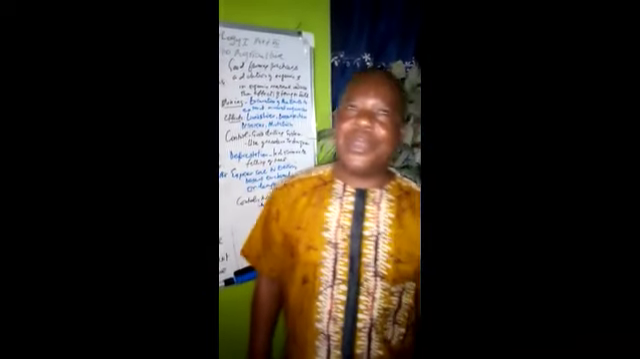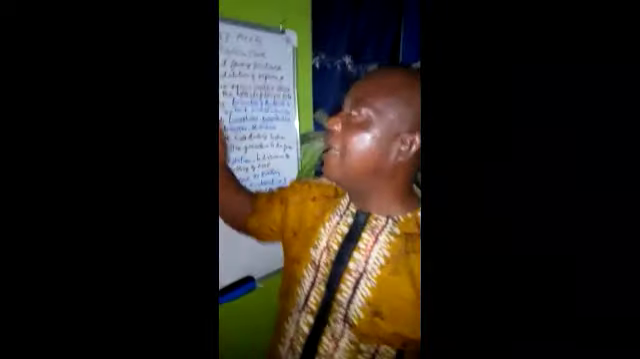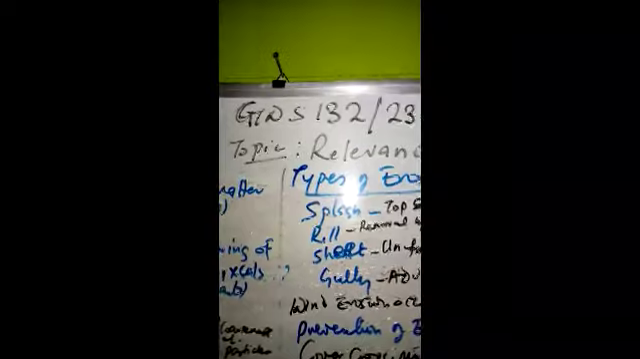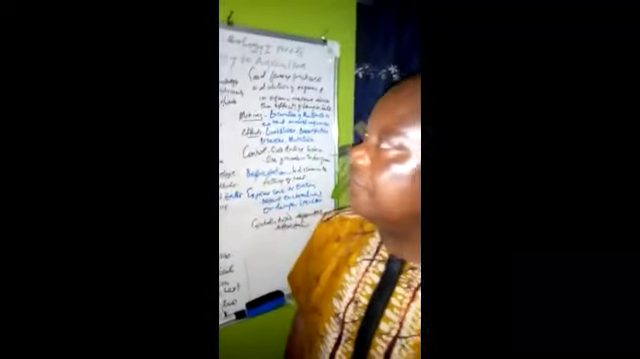And the topic we are going to treat today is the relevance of biology to agriculture. The course is GNS 132, part 7, General Biology 1 for General Studies students, Proper Admin, Cooperative Economics.